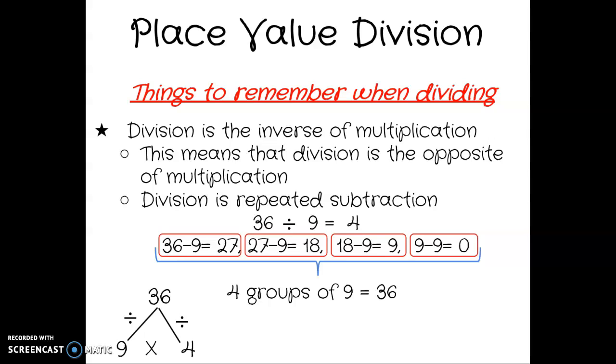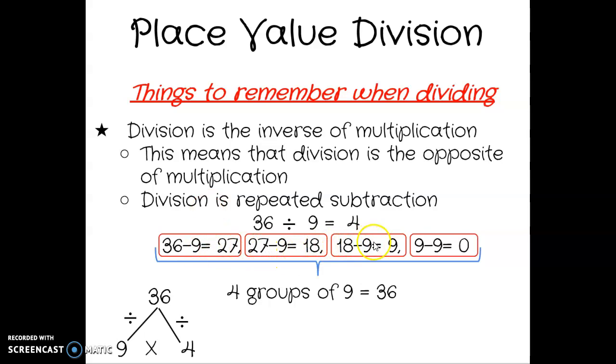Place value division. Things to remember when dividing. Division is the inverse of multiplication. This means that division is the opposite of multiplication. Division is repeated subtraction, which, like multiplication being repeated addition, division is repeated subtraction, as you can see here.